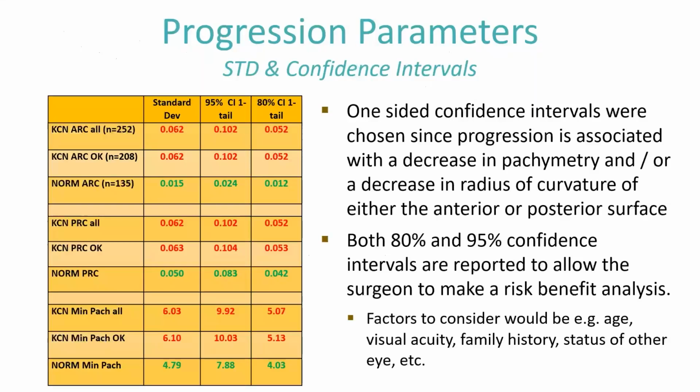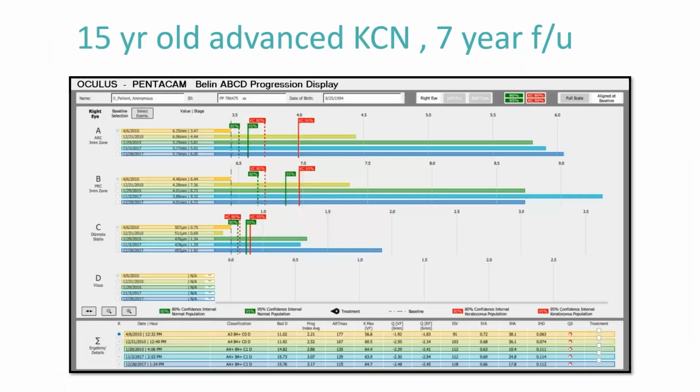So if you look here, you don't have to really know these numbers, but these are the one-sided confidence intervals. And what you'll notice, the green numbers are always less than the red, because the inherent noise in a normal population is significantly lower than in a keratoconic population. So let's look at a couple examples.